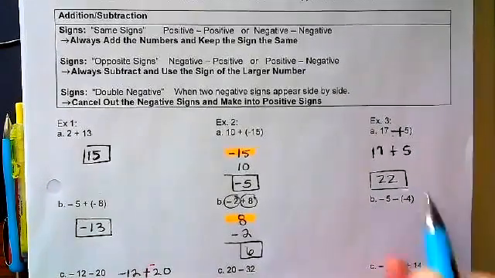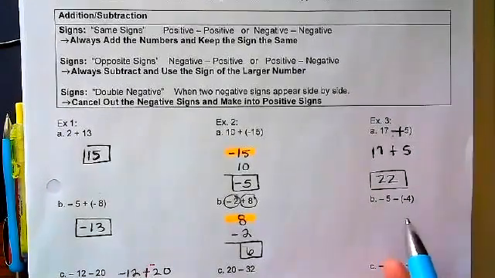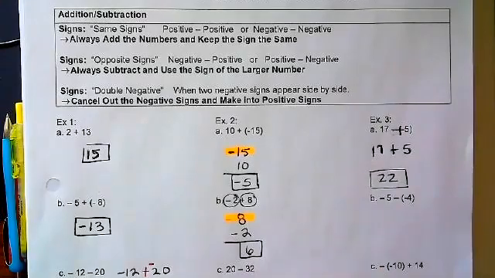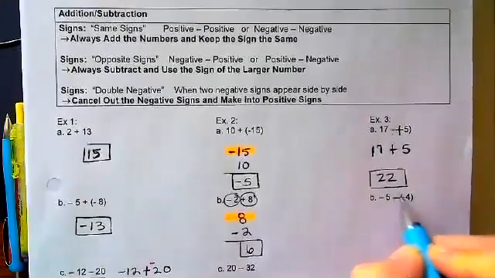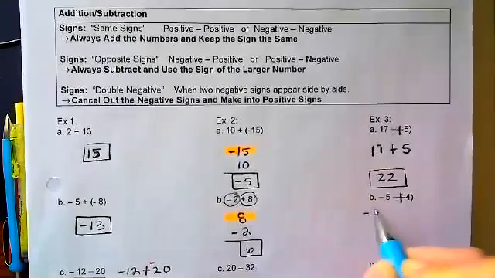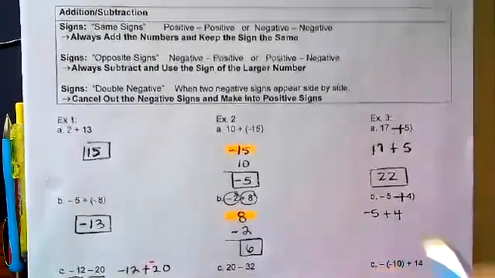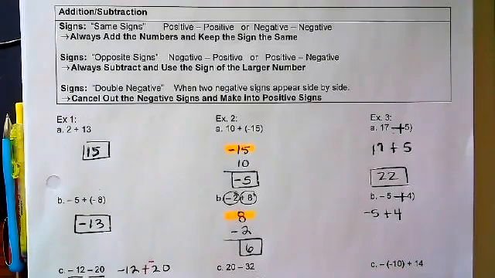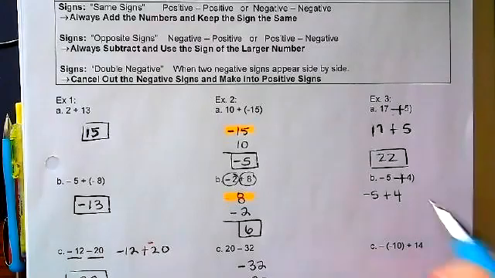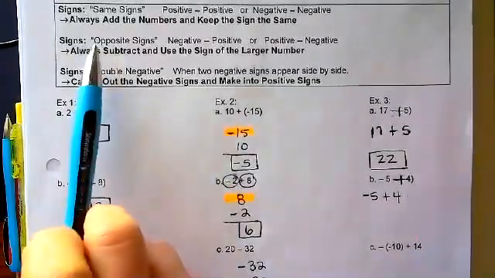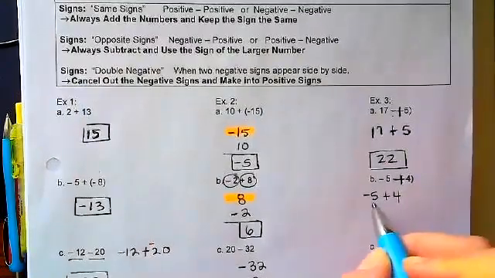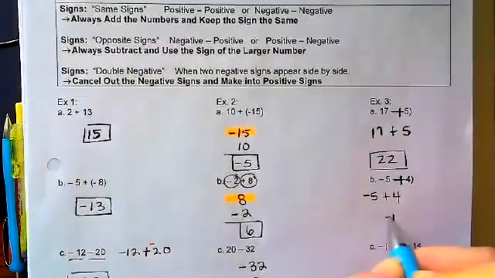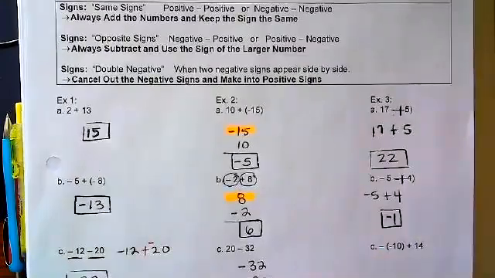Looking at B, before we ever start trying to identify if these are same or opposite signs, I notice that I have a double negative right here. So I will need to change those to positive. So really this is like saying negative 5 plus 4. Now we can identify if those are same or opposite signs. In this case, they're opposite signs. So like we said above, opposite signs you always subtract. So the difference between 5 and 4 is 1, and it's negative because the bigger number was negative.